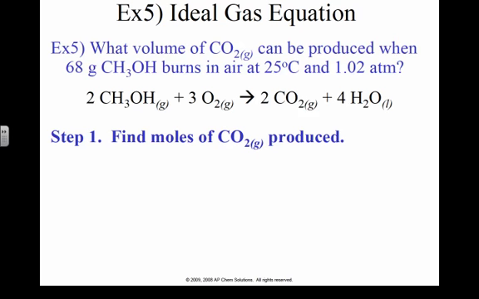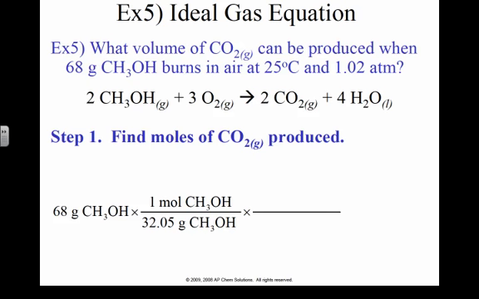What volume of carbon dioxide gas can be produced when 68 grams of methanol burns in air at 25 degrees Celsius and 1.02 atm? So now we're going to do stoichiometry with gas laws. Okay, I'm looking for volume of CO2, but I have 68 grams of methanol. So I'm going to go grams to moles, mole to mole ratio, and then I'll have my moles of my gas. Once I have my moles of my gas, temperature of my gas, pressure of my gas, I can solve for volume of my gas.